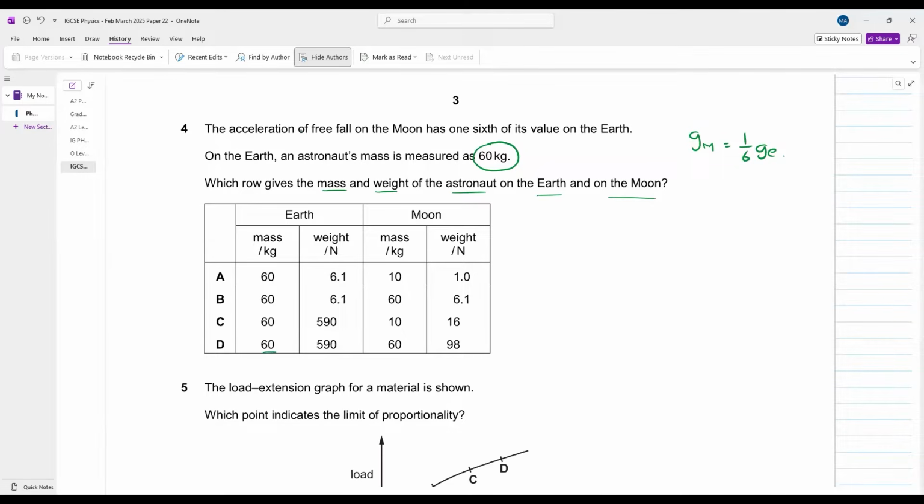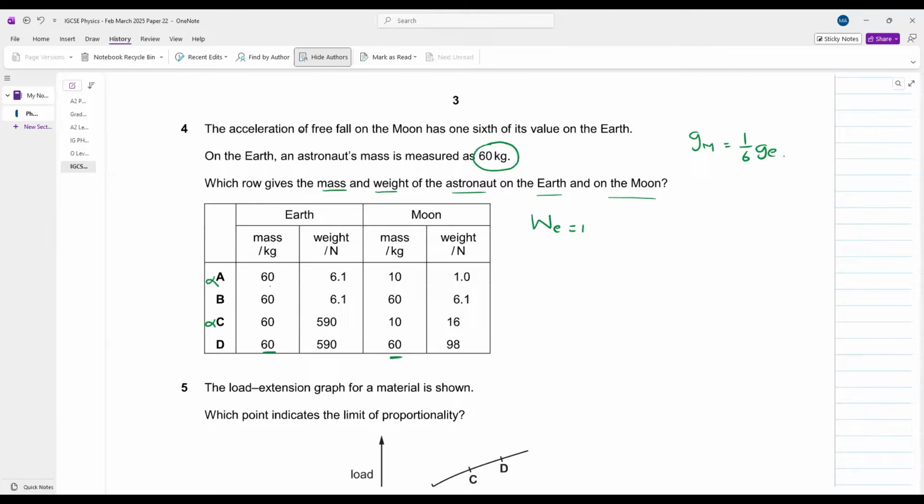What will the mass on Earth be? 60 kg. What will the mass on the Moon remain? 60 kg. Mass will never change. Options C and A will get cancelled out because in C and A you are changing the mass. Always remember, whenever you shift from one planet to a different planet or from Earth to Moon, your mass will remain the same. Let's calculate the weight on Earth.